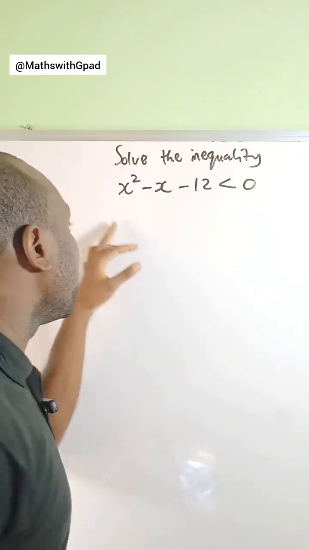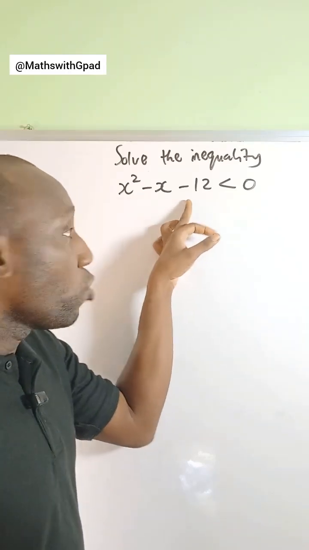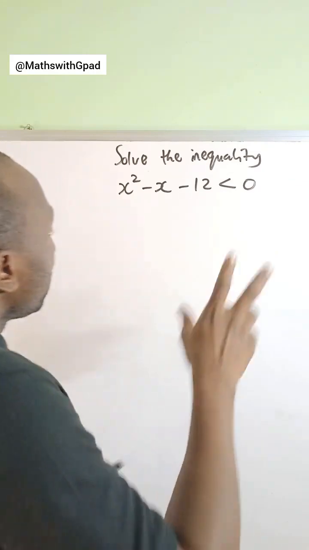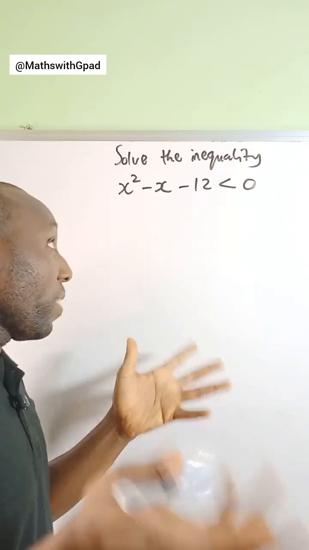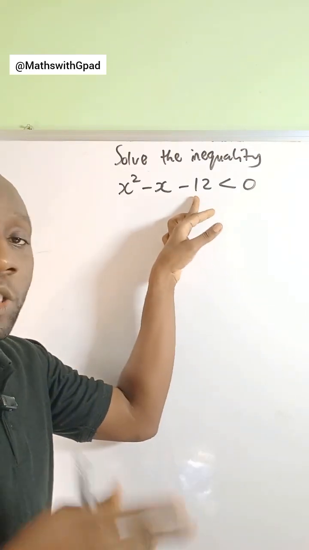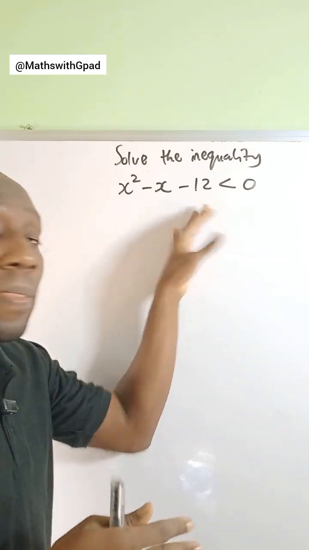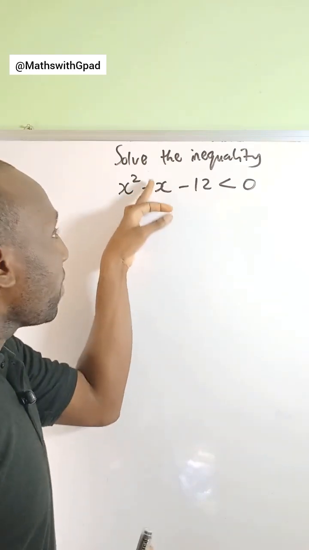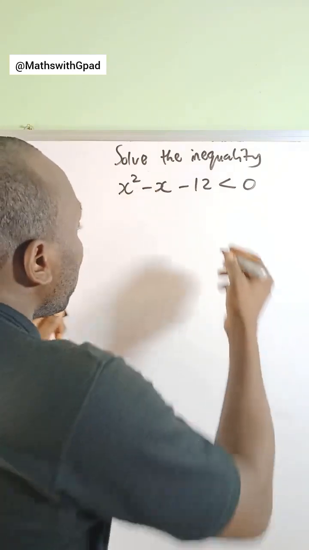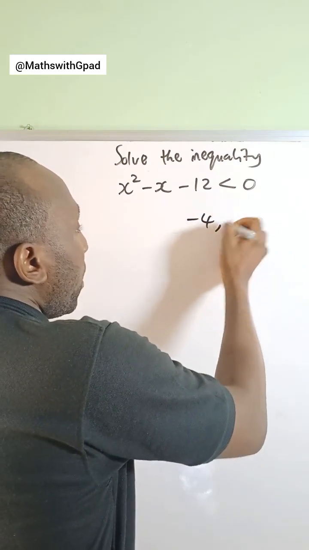Let's solve this inequality: x squared minus x minus 12 is less than 0. So let's factorize this. Think of two numbers, or two factors of negative 12, such that when you multiply, you get negative 12, and when you add these two numbers, you get negative 1. What can we think of?